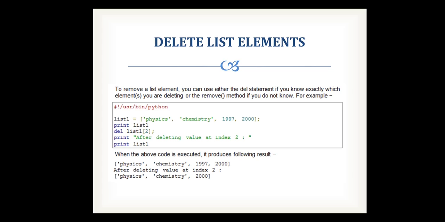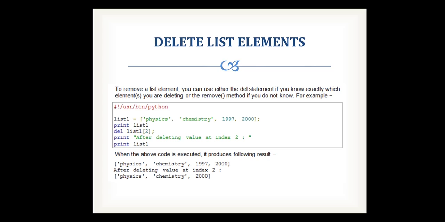If you want to delete the third element of the list, whose index position is 2, we are using directly del list1, and then we are specifying the index number. Okay, so when we print before delete, it will directly print all elements.